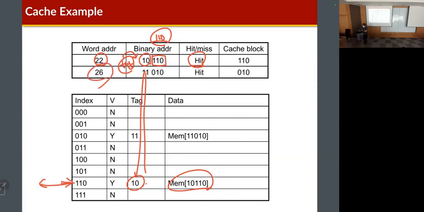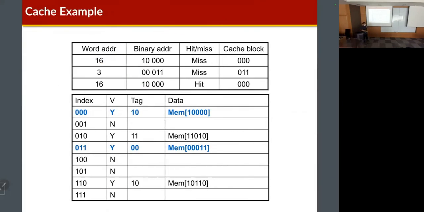Then 26, it's the same. So we just compare the tag for the target index. It's 101, 10, the same, or it's key, so we can read data from the cache. It's the happy case, right?